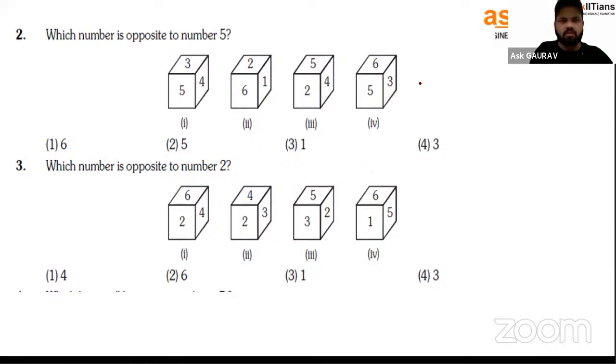Okay, these are the questions. Question 2 and question 3. Which number is opposite to 5? Question 2. Tell me guys, which number is opposite to 5? Reply fast. Are you getting the concept? Now see, observe all those four positions. You have to identify which number is opposite to 5.